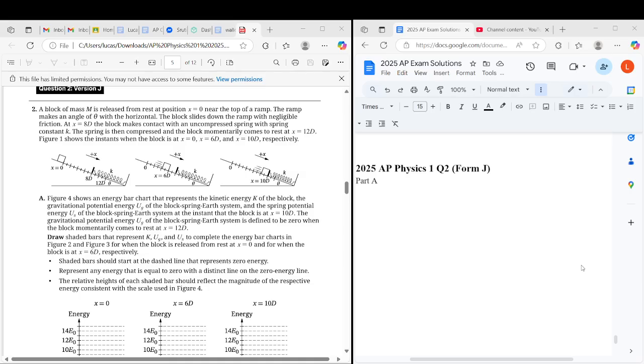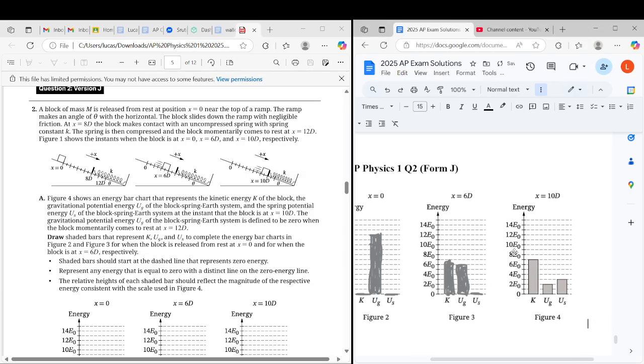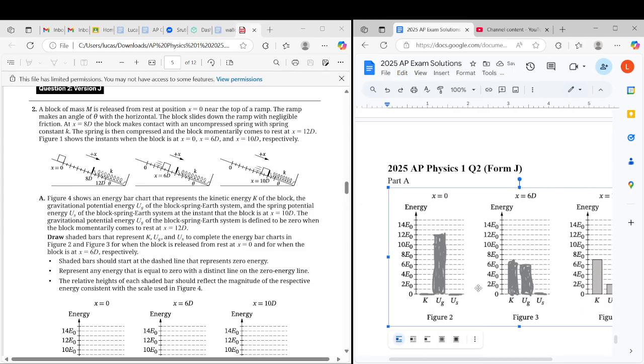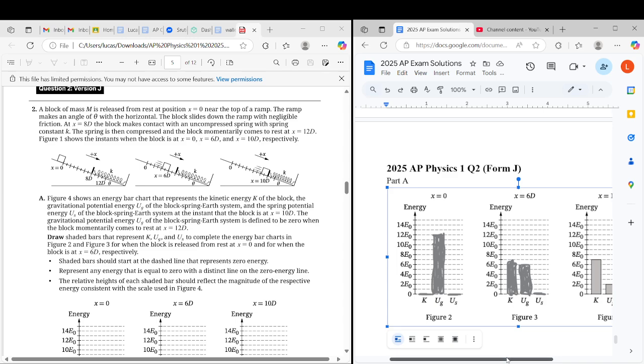Make sure that, and you'll see this in a moment, if something is 0, you have to draw a solid horizontal line at the 0 mark. So here's the part A answer that we were looking for. You can see that at 0, the only thing is gravitational potential energy, which gets filled with 12, and it's half kinetic, half gravitational at 6.